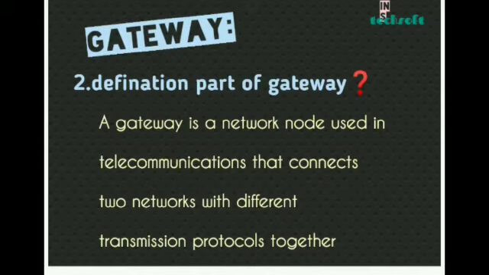Definition of gateway: a gateway is a network node. Here node is nothing but an endpoint or a medium. It is used to help in telecommunication that connects two networks with different transmission protocols together. Here the node helps in the connection, connecting two different networks or protocols together.